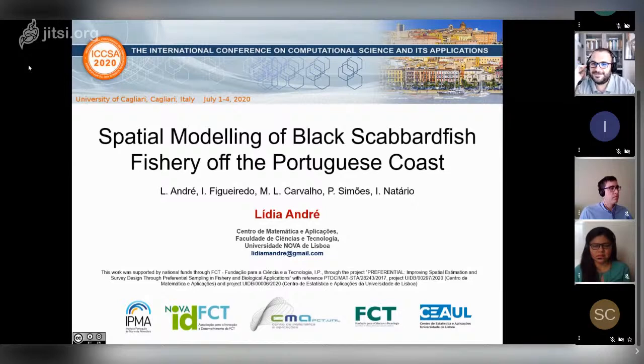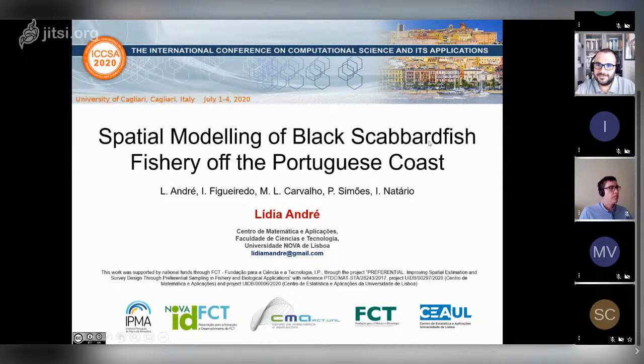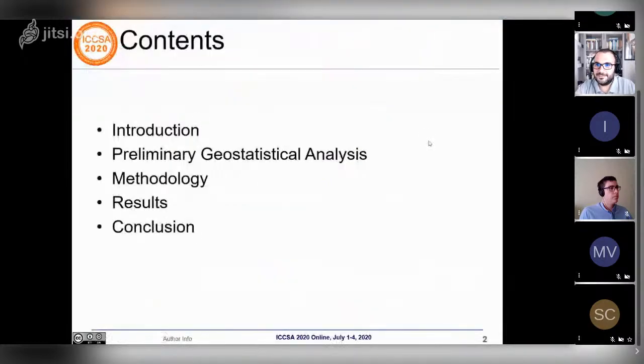Hello, my name is Lydia, and I'm going to present the joint work called Spatial Modeling of Black Scabbard Fish Fishery of the Portuguese Coastline. This is the outline.